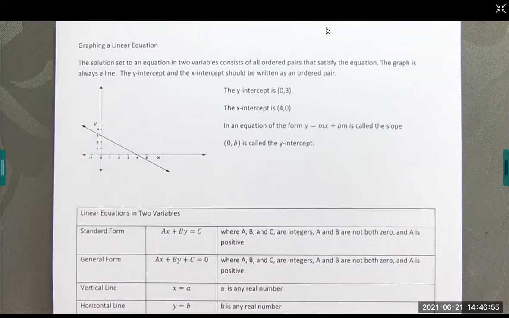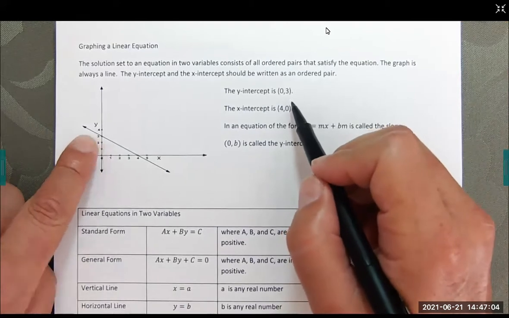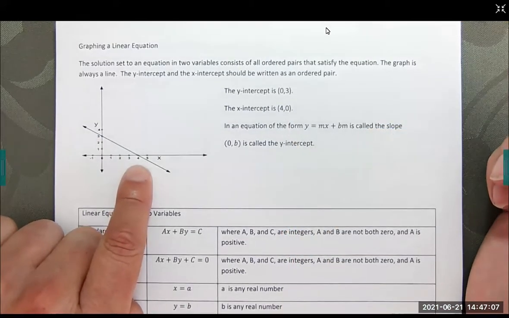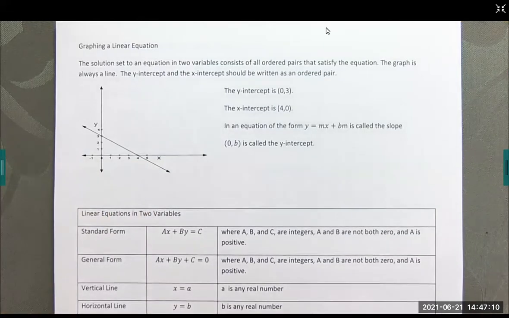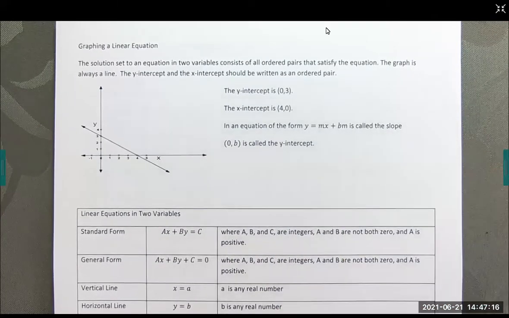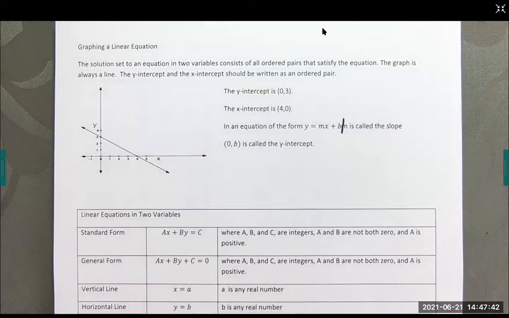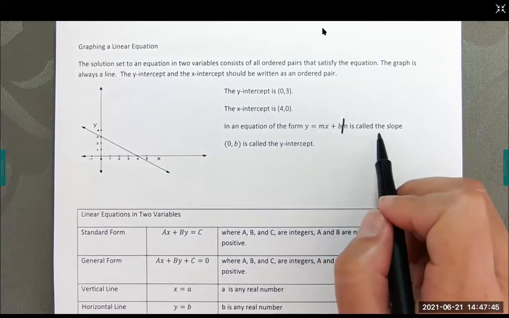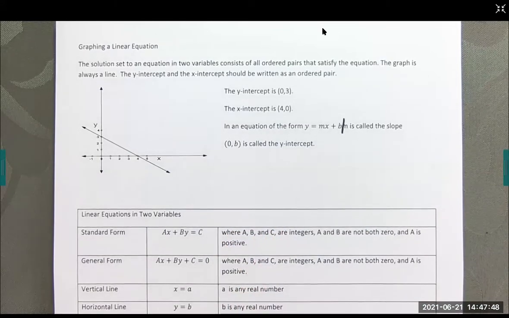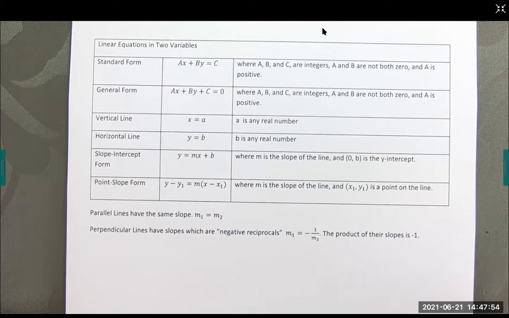So graphing linear equations, we've already done that. The solution said, okay, so here we have a y-intercept of 3, an x-intercept of 4, and here's our slope intercept form. I see what happened here. There's supposed to be a space there. Y equals mx plus b. M is called the slope. B is called the y-intercept. And here's all these names. It's not all that important.